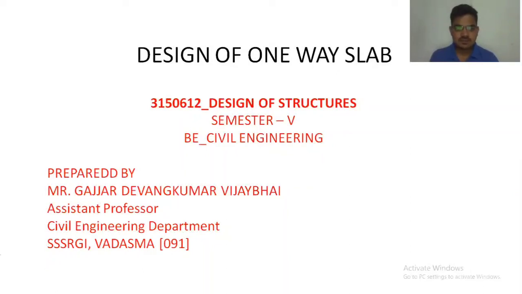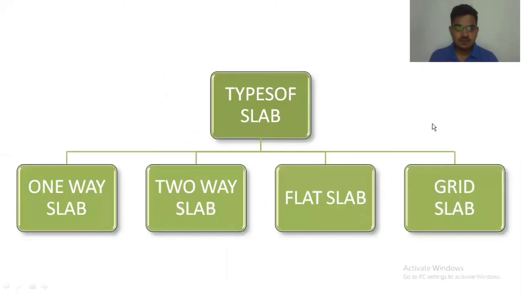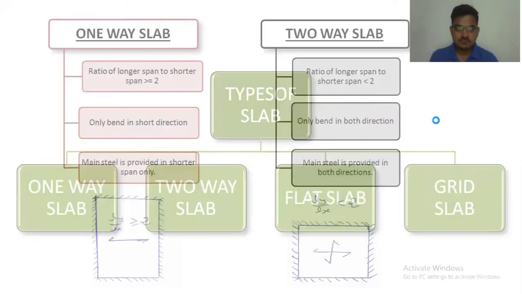Today we will discuss the design of a one-way slab. First, what is a slab? A slab is a plate structural element which is used in roofs as well as floors. There are mainly four different types of slabs. First is one-way slab, second is two-way slab, third is flat slab, and fourth is grid slab.